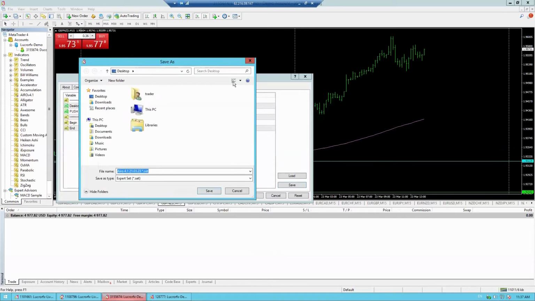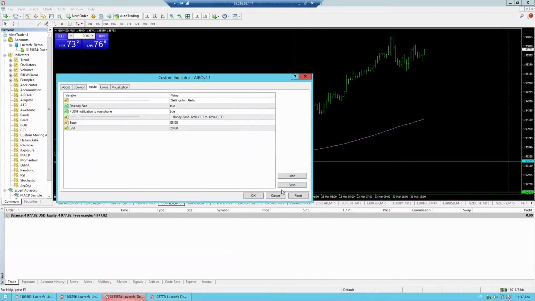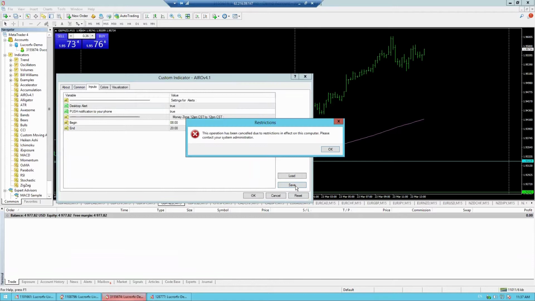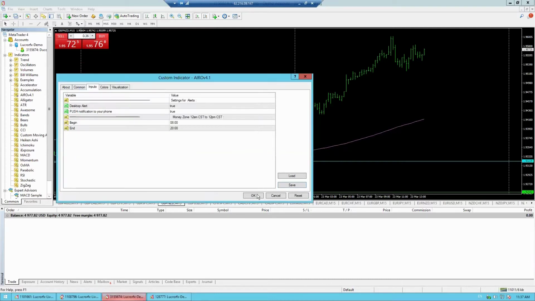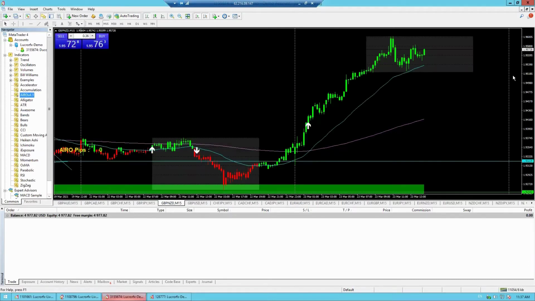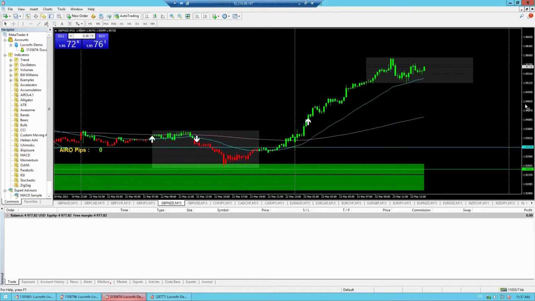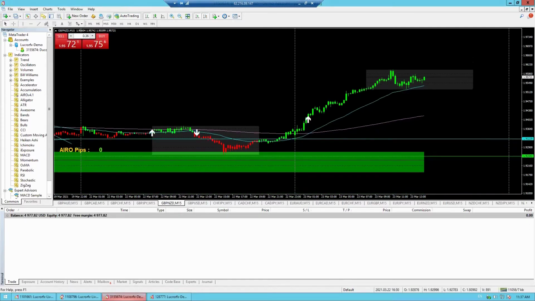What happened here? I'm going to save this. Go back here. I'm not sure what happened there. There it goes, and we can click OK, and it pops on up. So you have the charts back up, and then you have your template saved.